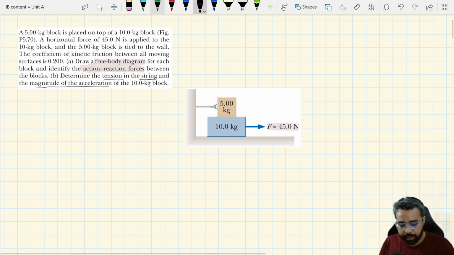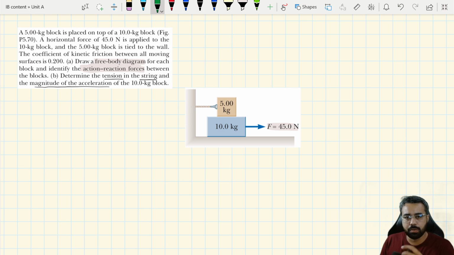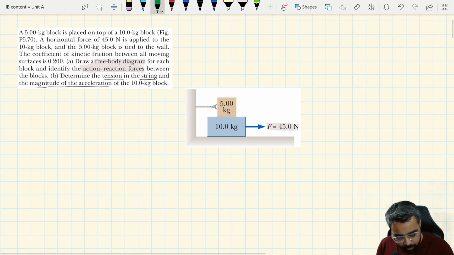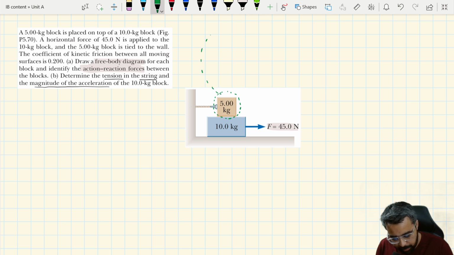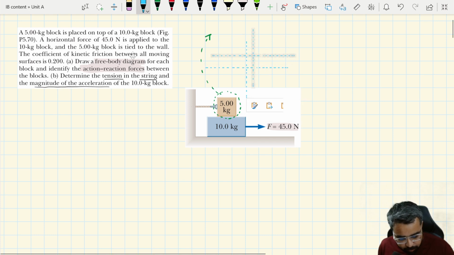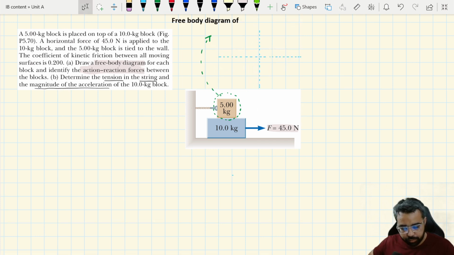Let's start. So what is a free body diagram? In which we draw all the possible forces exerted on an object. So we will start from this block, 5 kg. All right. So I'm going to draw its free body diagram. First of all, I will draw the rectangular coordinate system for this. So free body diagram of the small m. Let's say this is small m, and this is a capital M.